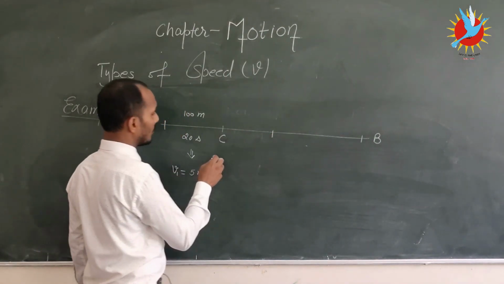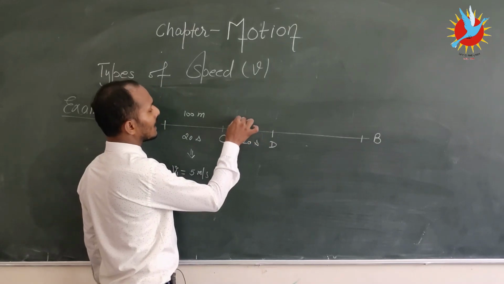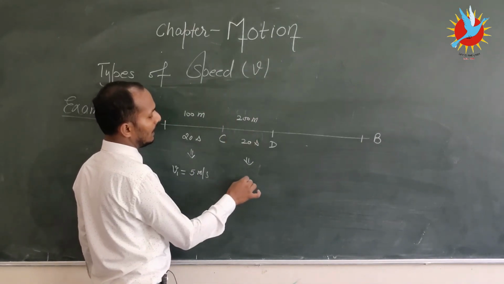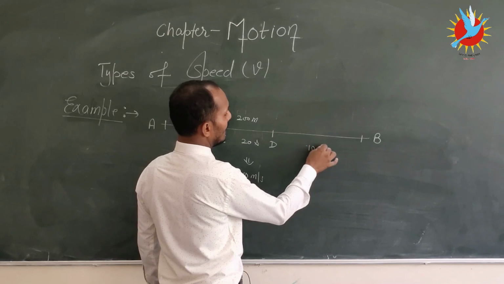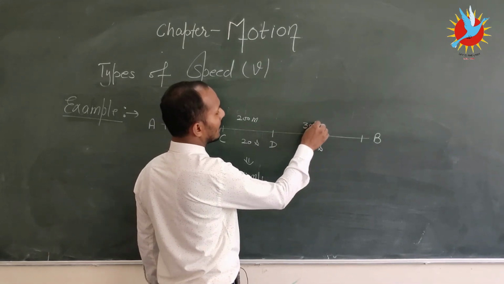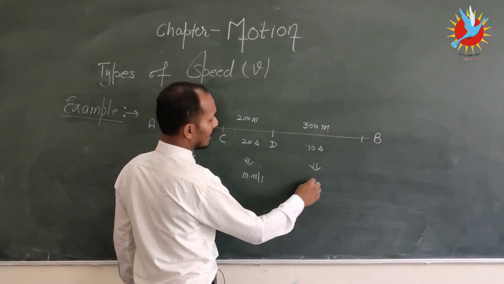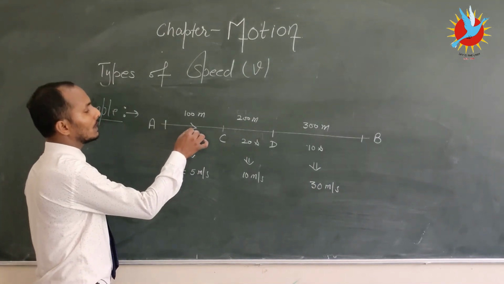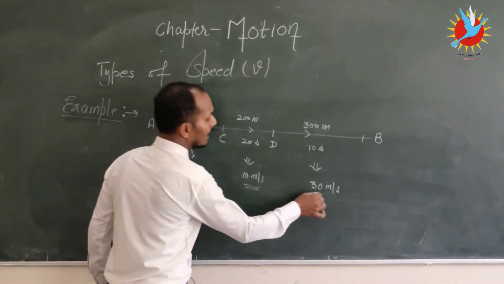When we move from C to D, it again takes 20 seconds, but in this time we cover 200 meters. Then its speed is 10 meters per second. Finally, from D to B we take 10 seconds, and in this time we cover 300 meters. Then its speed is 30 meters per second. So when moving from A to C, C to D, and D to B, we find that we cover the distance with different speeds.